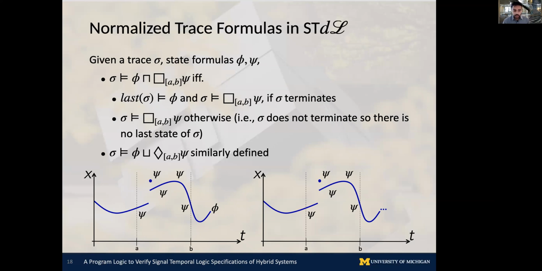And then the normalized formula phi box-or diamond AB psi is defined similarly. Here, this box-or is a special kind of disjunction between state formula phi and the trace formula diamond AB psi. And as I hinted before, it's similar, so I will not go over it in the interest of time.